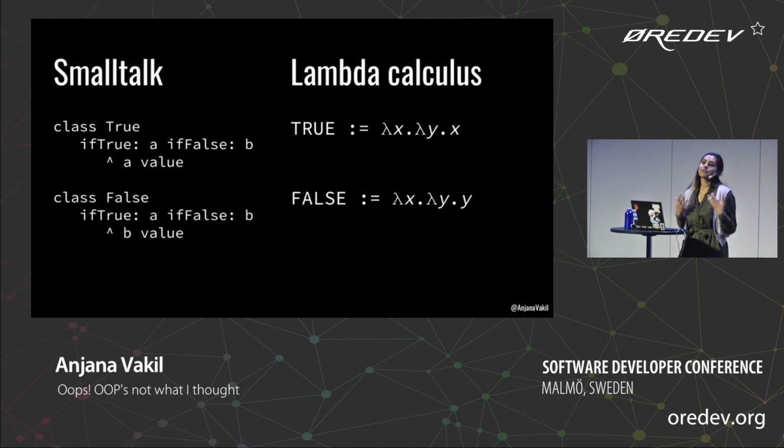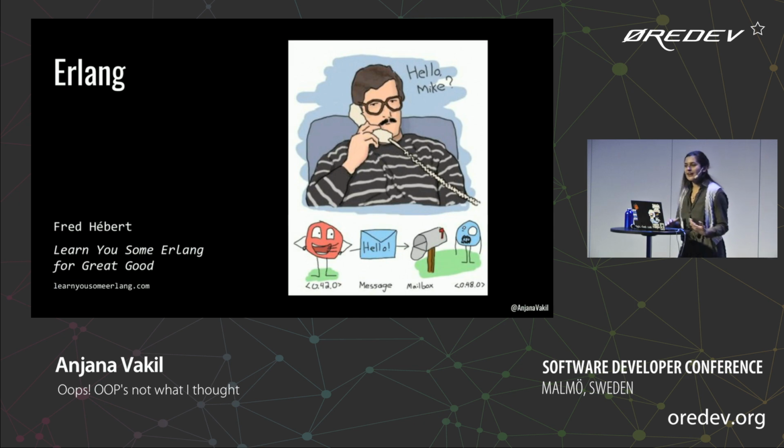The lambda calculus is a fundamentally functional way of looking at computation. Look how similar they are. It's basically the same way of thinking about things in terms of behavior. And so it turns out that you can actually do very object-oriented programming in some very functional languages or systems.